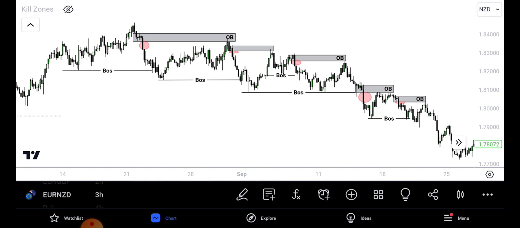So what are the elements that I stated? The first element was market structure. The second was break of structure. The third was imbalance. The fourth was order block. The fifth was liquidity. And right now we are on module 6, and I'll be showing you how to make use of all these elements to get a high quality trade setup. So let's get down to it.